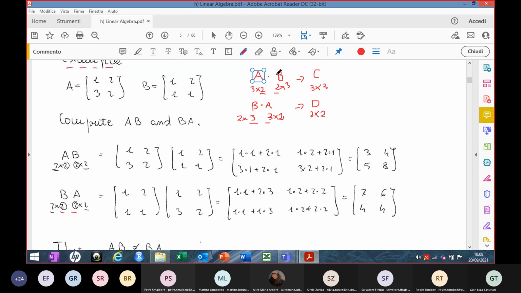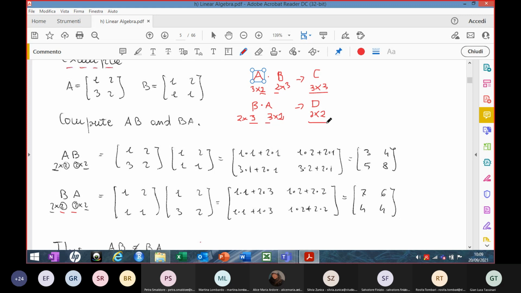Why are both feasible? Because the number of rows of A is equal to the number of columns of B, and the number of columns of A is equal to the number of rows of B. So you see 3, 2, 2, 3. So in this case, they are both feasible. But as you can understand immediately without doing computation, these products are not equal, because the first one leads to a square matrix of order 3. The second one leads to a matrix of order 2.